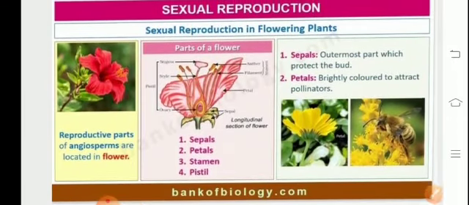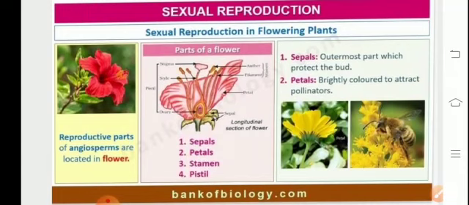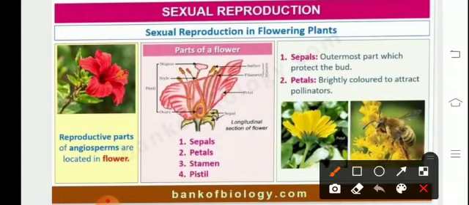Talking about sexual reproduction in flowering plants. Now, what is a flower? How do you define flower? So, flower in case of angiosperms is the reproductive part of the plant, because it comprises the male and the female reproductive parts, the androecium and the gynoecium.